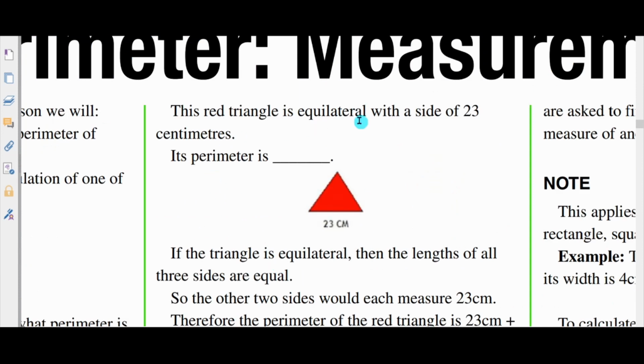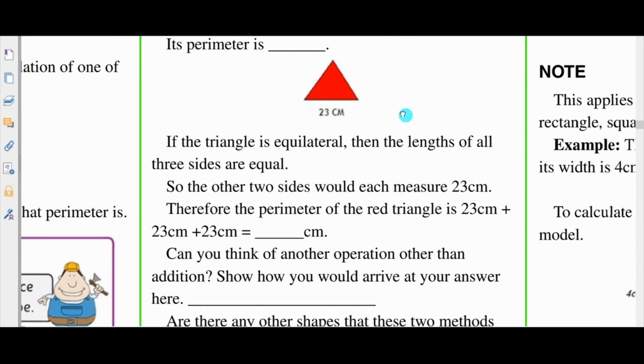The red triangle is equilateral with a side of 23 centimeters. Now, there are certain things we have to understand about certain shapes. In an equilateral triangle, if we go back to the word, equi comes from the root equal. So this prefix means equal, okay? So it has equal sides. So if we have the side here, that means this side to the left will be equal to the side at the bottom and be equal to the side at the right. Its perimeter is, and let's see how we would do that.